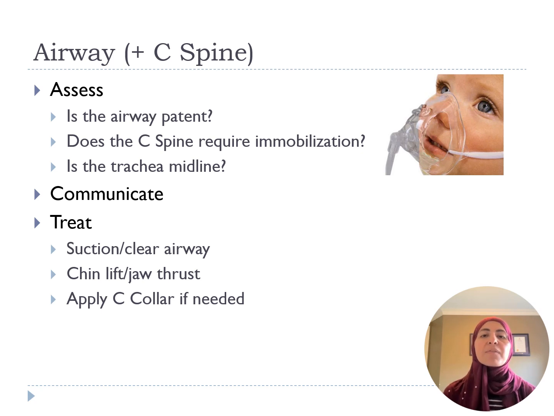We communicate our findings to our team members, and I like to do this in a loud, clear voice. Often the resuscitation room is abuzz with many voices, and it's difficult to hear in there, so one must communicate in a clear manner. We treat any issues that may be noticed, so if the airway is obstructed, we'll suction the airway or sweep out debris. We'll put the patient in the sniffing position and apply a chin lift or jaw thrust to ensure airway patency, and we'll apply a C-collar if indicated.